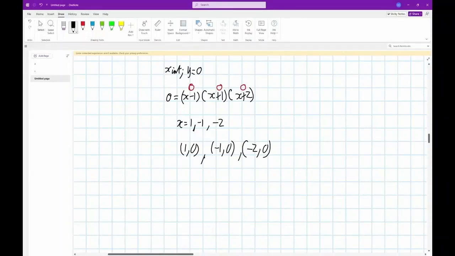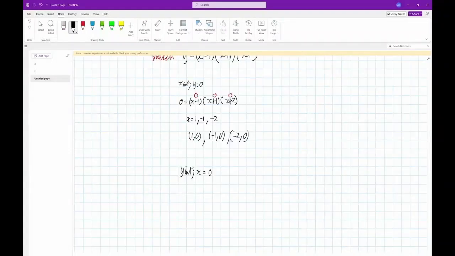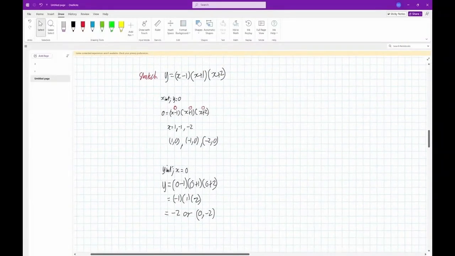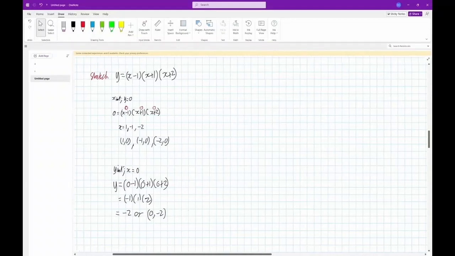The other thing, of course, we have to do is we have to find our y-intercept, right? And at the y-intercept, what does x equal, everybody? Say it with me. It's 0. And so therefore, what are we going to do? We are going to say that y equals 0 minus 1, bracket 0 plus 1, bracket 0 plus 2. And then, of course, that's going to just give us -1 times by 1 times by 2 there. -1 times 1 is -1 times by 2 is going to be -2, or in coordinate form, 0, -2. And so that is everything we need to graph our graphy McGraph.